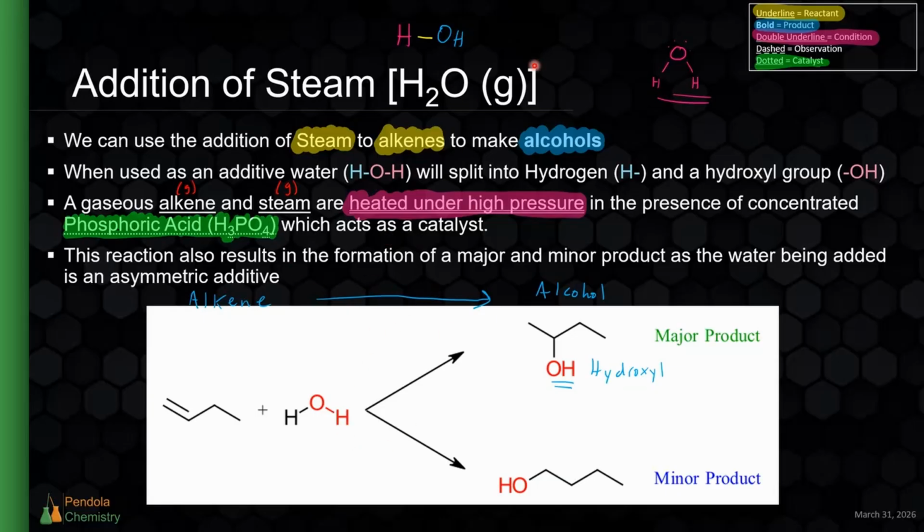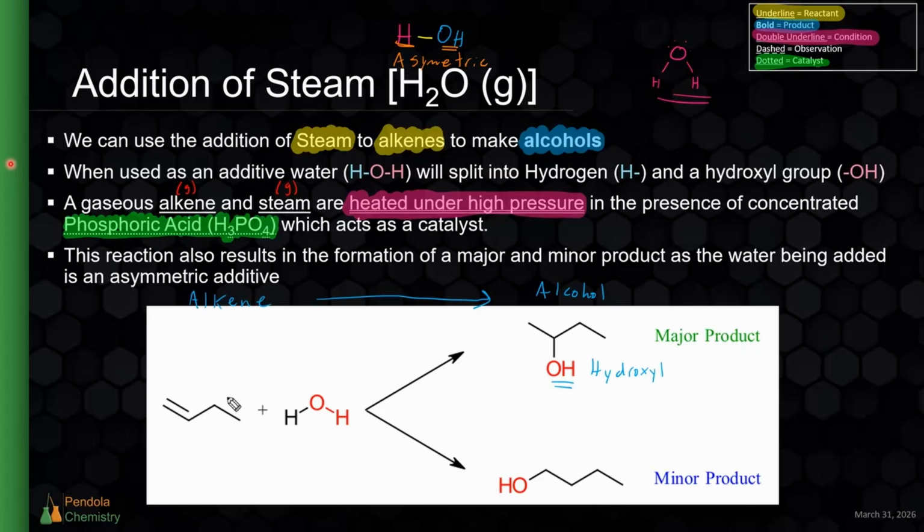So because water is also asymmetric, just like we were looking at with the halogen alkanes, water is asymmetric. Because again, we have X bonded to H bonded to OH, so they're not the same atom or the same group of atoms on both sides. We're gonna get a major and a minor product.